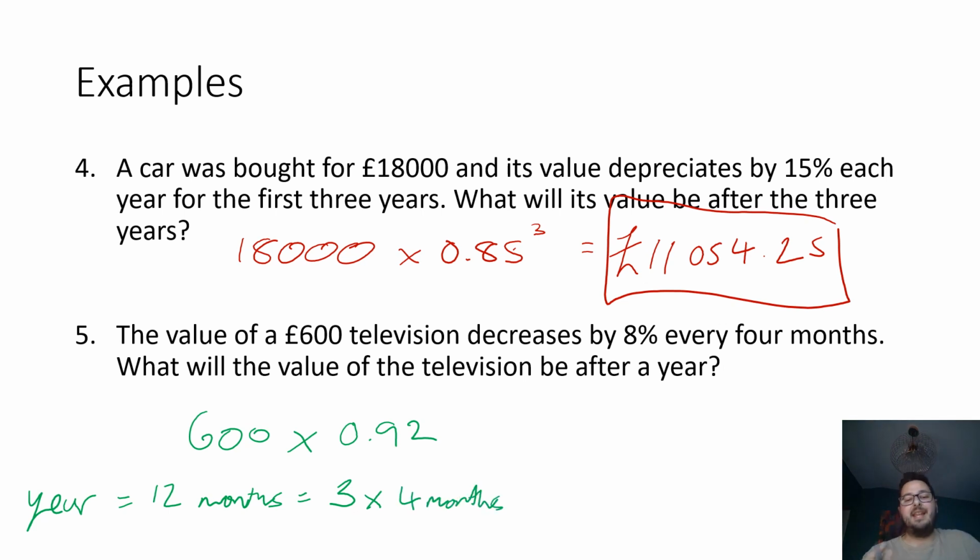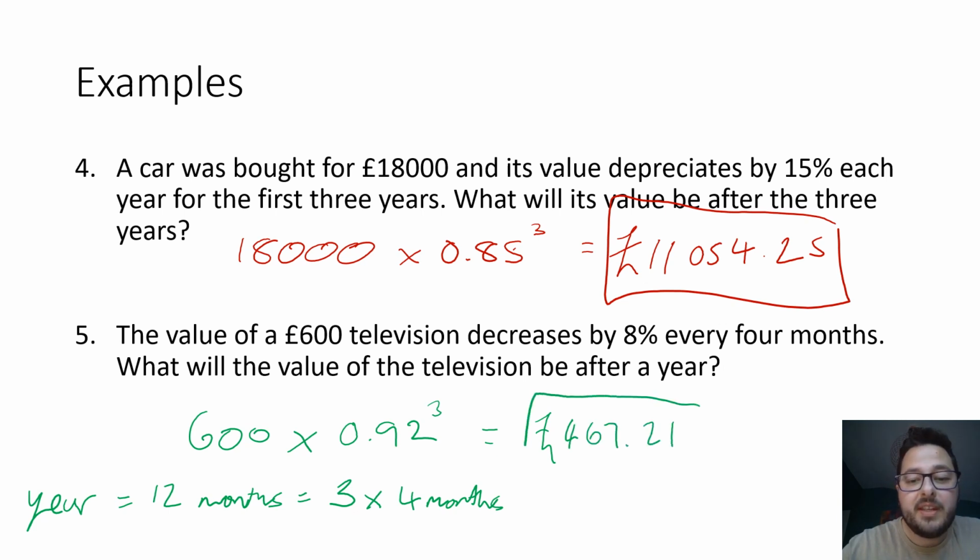So I hope that makes sense, that this would then be to the power of 3, because it's depreciating every 4 months. 4, 8, 12, that's a year, so it's depreciated 3 times. So that's why that power is 3. So we've got 600 times 0.92 to the power of 3, and we're going to end up with £467.21 to the nearest p.